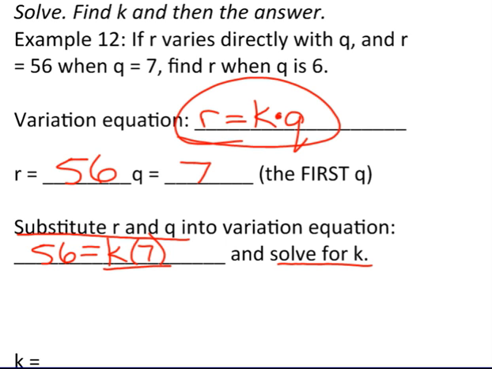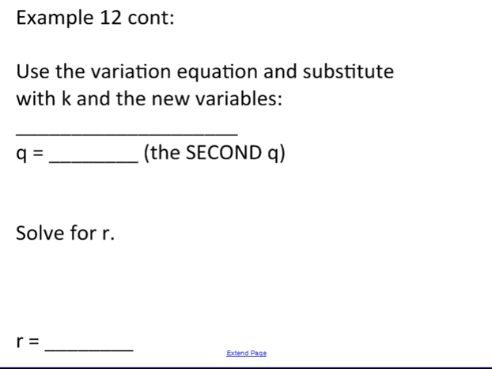So if we divide by 7, k is equal to 56 divided by 7. 7 goes into 56 8 times. So we found the k. We're half done. So we're going to take that k and replace it in the variation equation. So we had r is equal to k times q, but instead of k, we're going to replace that with 8, what we just found.